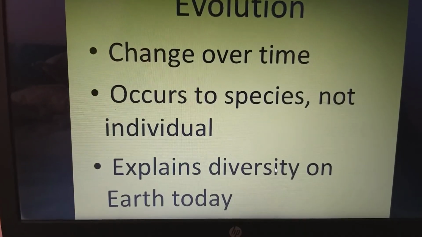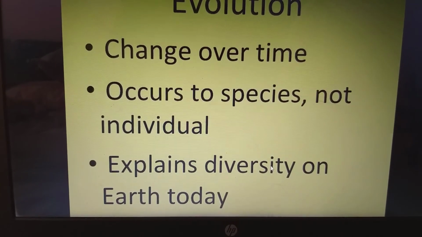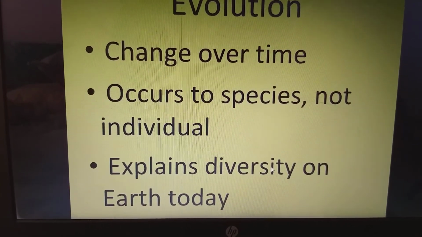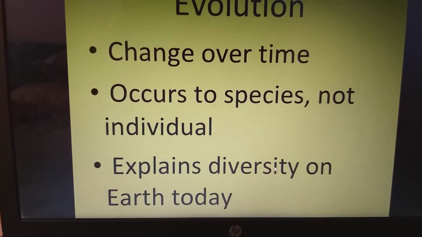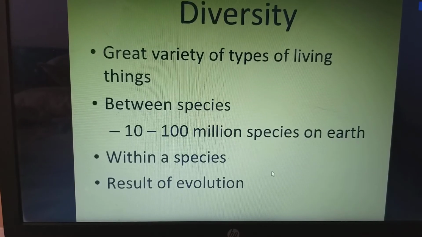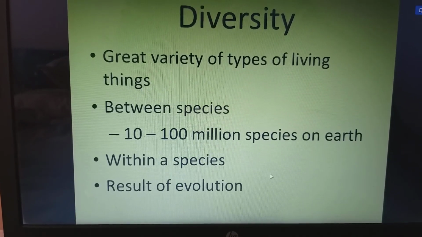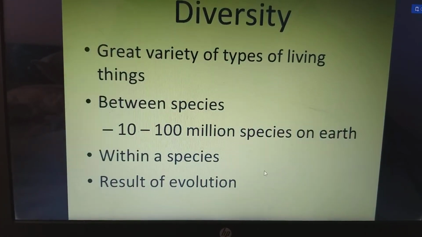It is change over time. It occurs to species, not individuals. Species means more of a group, a population. It explains the diversity on Earth today, meaning the different organisms on Earth today. What is diversity? A great variety of types of living things on the Earth, that we call diversity. So between species.